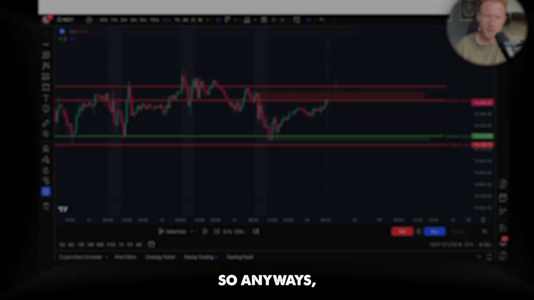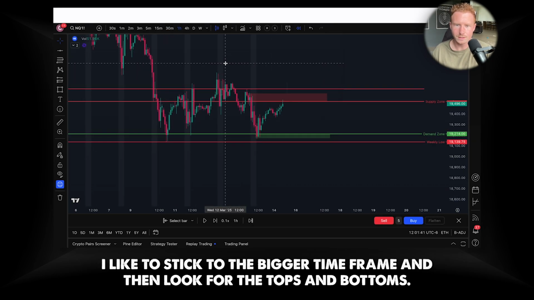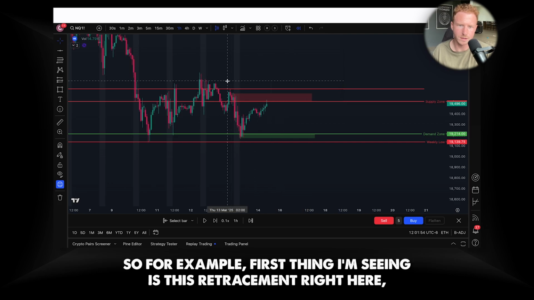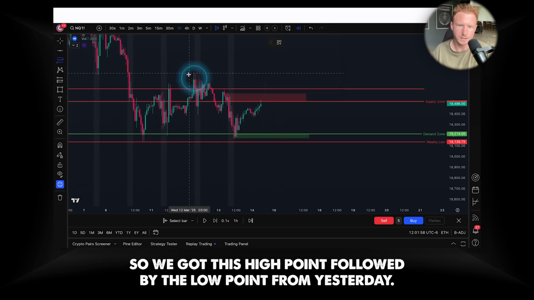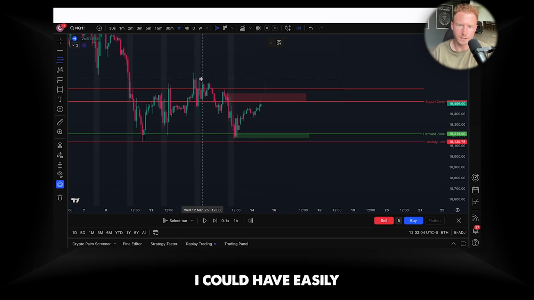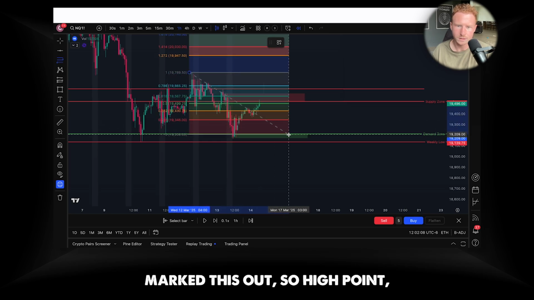So anyways, the way I like to do this is, I like to stick to the bigger time frame and then look for the tops and bottoms. So for example, first thing I'm seeing is this retracement right here. So we got this high point followed by the low point from yesterday. So going into this morning, I could have easily marked this out. So high point to low point.